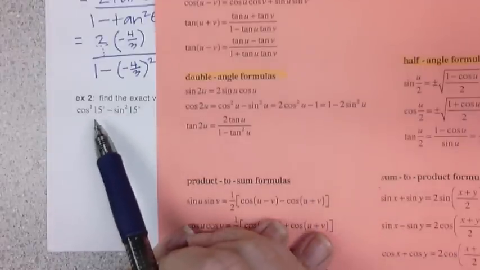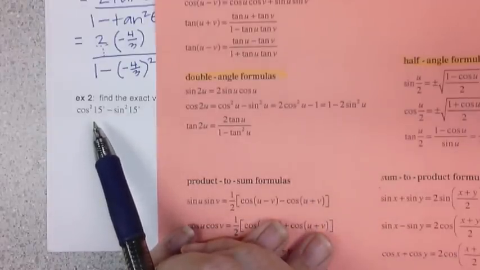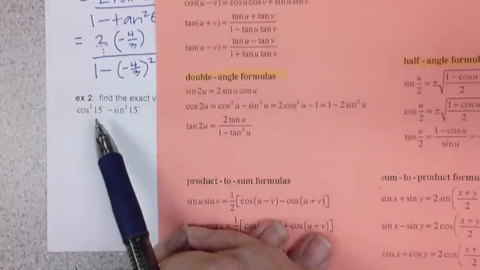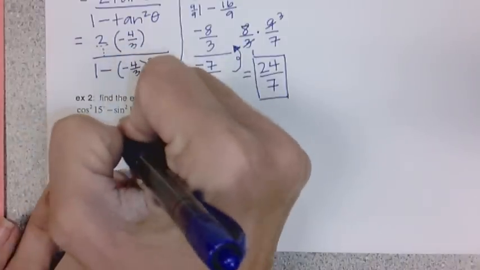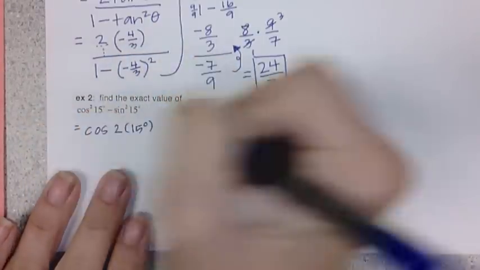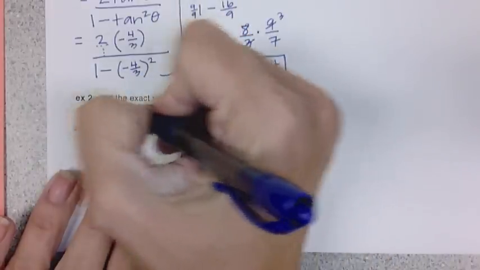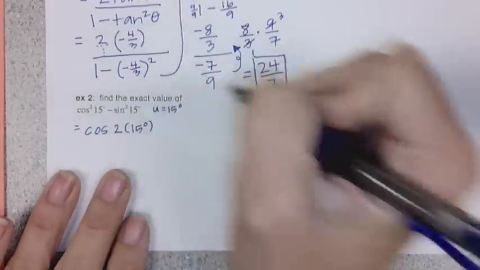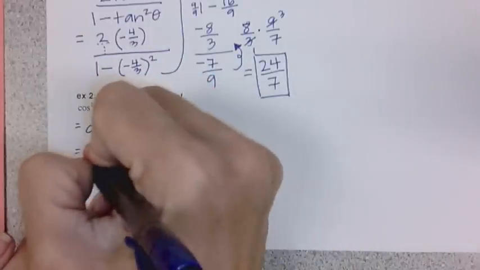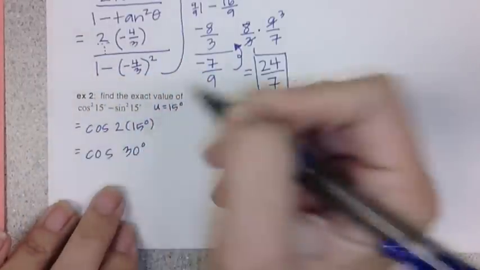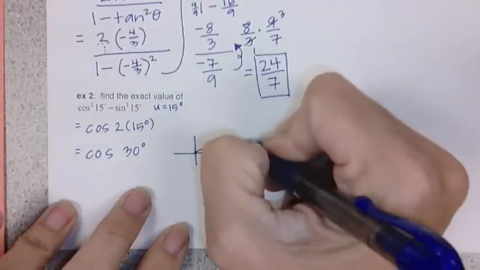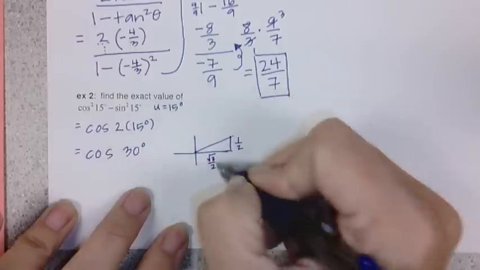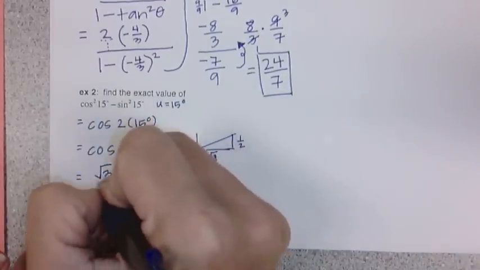So why is that helpful? Well, we can't evaluate cosine of 15 degrees, but if we doubled 15, it would be 30. 30 is a special triangle, so then we can do it. So cosine squared 15 degrees minus sine squared 15 degrees is the same thing as cosine of 2 times 15 degrees. So if you want, you can make yourself a little note. You can write u equals 15 degrees. Then we have cosine 30 degrees. And hopefully you're getting good at doing these. Cosine of 30 degrees, there's our 30-degree angle. 1/2, root 3 over 2. Cosine goes with x, so the answer is root 3 over 2.